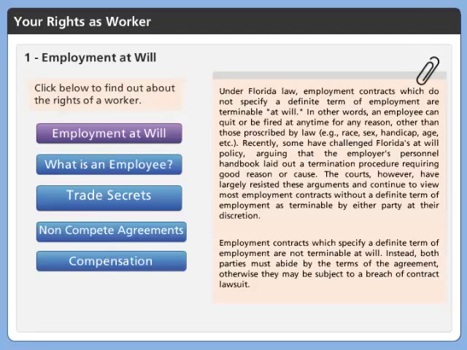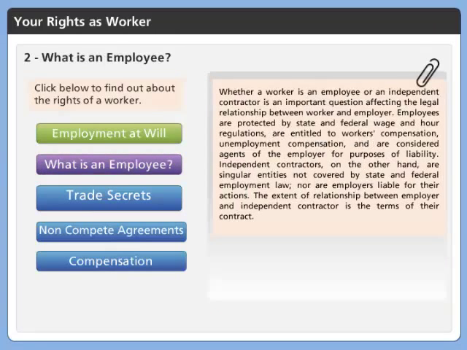Employment contracts which specify a definite term of employment are not terminable at will. Instead, both parties must abide by the terms of the agreement, otherwise they may be subject to a breach of contract lawsuit.